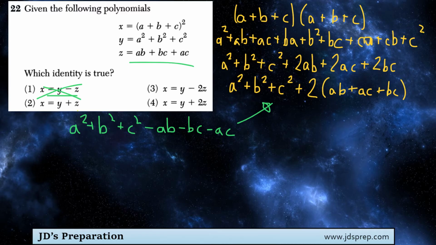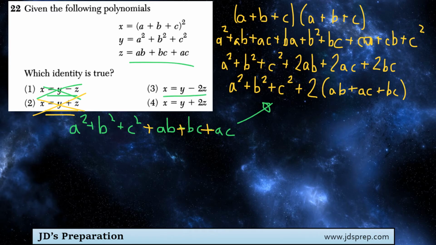The second option states that x is equal to y plus z. Well, that would be very similar to what we just wrote out, except instead of subtracting z, it would be adding. And we can see that's still not exactly the same thing as x, so that does not work out. Let's take a look at option number 3.